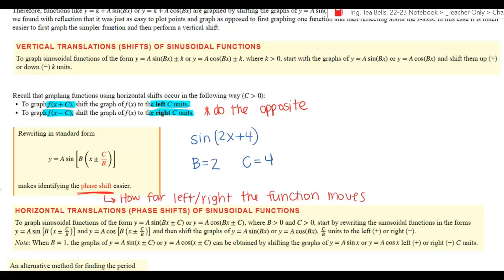But it changes, okay? To know what our phase shift is going to be, we actually take C over B, and that tells us how far we're actually moving. So we know C is 4 and B is 2. So 4 divided by 2 is 2. It's a positive 2, so that means to move left. We're actually going to move to the left 2, our phase shift. Okay, so we can't just take this constant as it is unless B is 1. So it's always just good to plug it in, but especially if B is not 1.